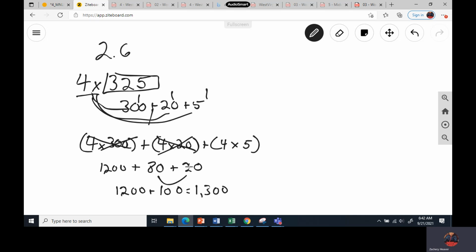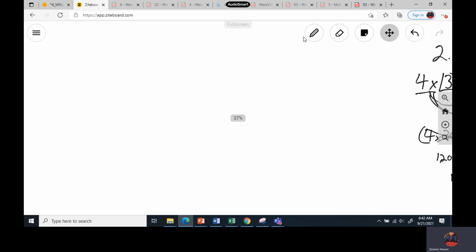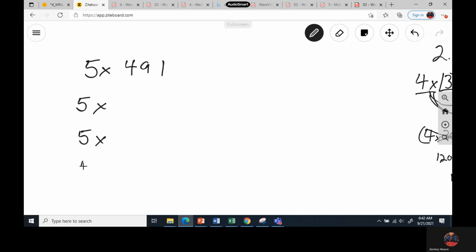Now, on your practice homework, you're going to make an expression. An expression, guys, does not have an equal sign. So for your first problem, for example, let's say it's 5 times 491. What you're going to have to do is break 491 up in expanded form. So for example, you do the hundreds first. So you break 491 up, it'd be 5 times 400, 5 times 90, and 5 times 1.